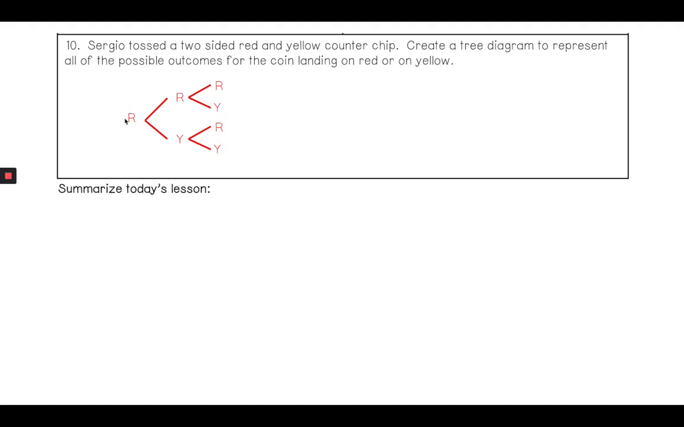Now, if I flipped red the first time, this is what my list would look like. But if I flipped yellow the first time, then it would be yellow, and then red or yellow, and then red or yellow for those options. So if I were to go through and list them individually, I could flip red, red, red, red, red, yellow, red, yellow, red, red, yellow, yellow, and so forth. But it doesn't say to list them. It says what are the possible outcomes.